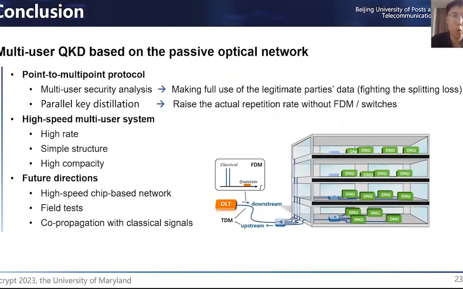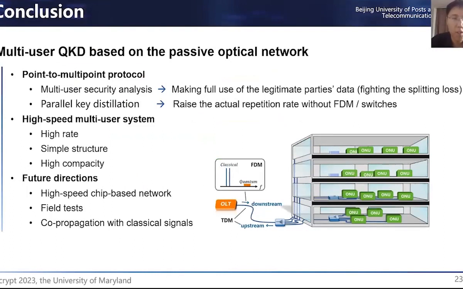Finally, we came to a conclusion. We realized a multi-user QKD based on the passive optical network. The point-to-multipoint protocol, including the multi-user security analysis, makes full use of the legitimate parties' data for fighting the beam splitting loss, and the parallel key distillation raised the actual repetition rate without any multiplexing technologies.